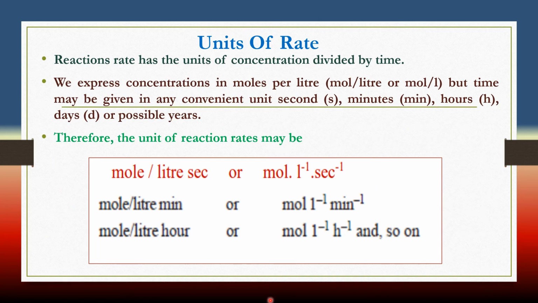Now, the units of rate of reaction: in which units are we calculating the rate of reaction? Rate of reaction has the unit of concentration divided by time. Usually we express concentration in moles per liter, but time may be given in any convenient unit like seconds, minutes, hours, days, or possibly years. Therefore, the unit of reaction rate may be mole per liter second, mole per liter minute, mole per liter hour, and so on.